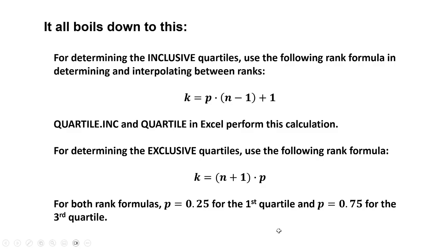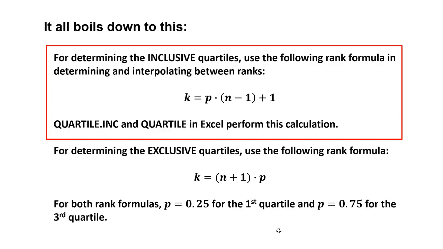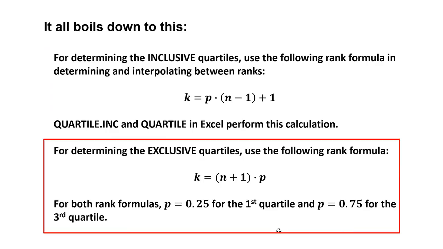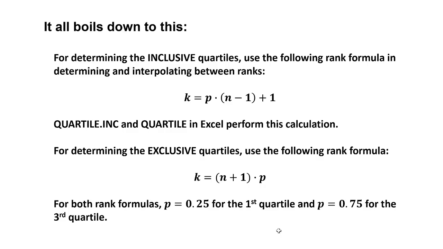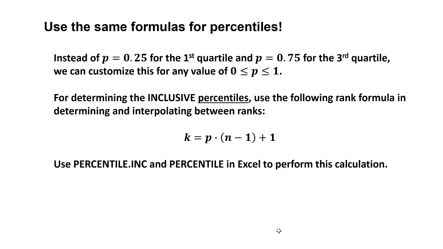So if you're confused by the rest of this screencast up to this point, that's entirely fine. It all boils down to this. For determining the inclusive quartiles, you're going to use this rank formula to compute a rank. This is what the QUARTILE.INC and QUARTILE functions do in Excel. For determining the exclusive quartiles, we can set up this rank equation. And for both rank formulas, you use 0.25 in this formula for the first quartile and 0.75 for the third quartile. And then you just have to know how to interpret the rank and how to calculate the corresponding value between those 2 positions. By the way, we can use the same exact formulas for percentiles.